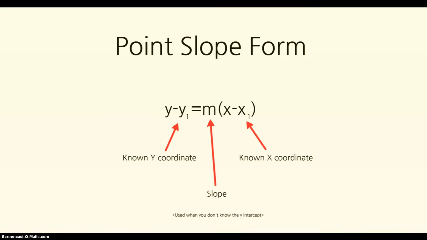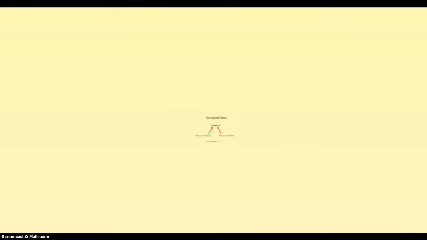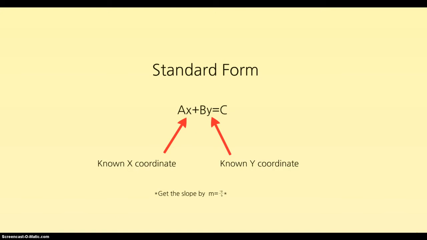Next is point-slope form. y1 would be the known y-coordinate, m would be the slope, and x1 would be the known x-coordinate. You use this form when you don't know the y-intercept. Finally is standard form. The x is the known x-coordinate, and the y is the known y-coordinate. You get the slope by m equals negative a over b.